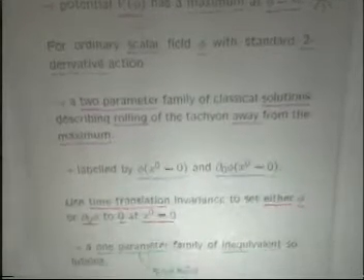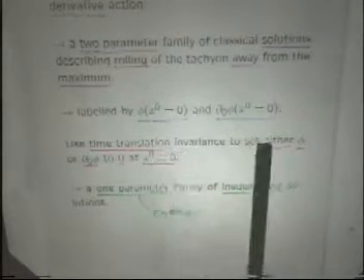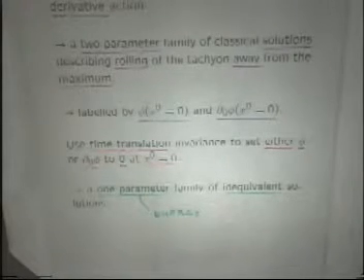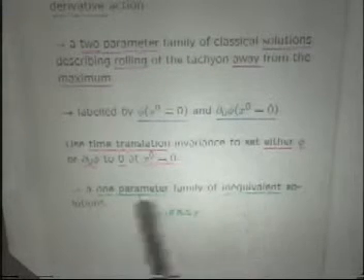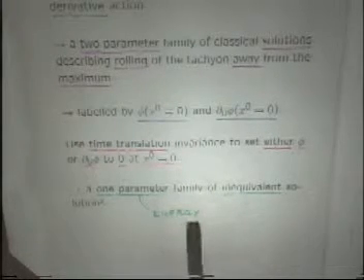However, if the theory has time translation invariance, and those are the kind of theories we are considering here, then we can use time translation invariance to set either the initial value of phi or the initial velocity to be 0 at the origin of time. That is the way we will choose the x naught equal to 0 point, and this will give rise to a 1 parameter family of inequivalent solutions of the equations of motion, and this parameter can be taken to be, for example, the energy of the trajectory.